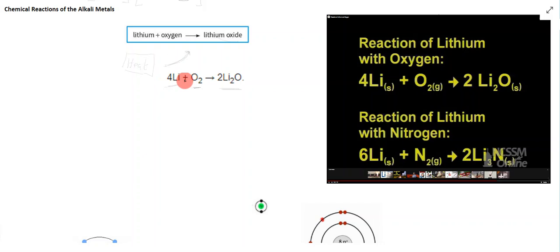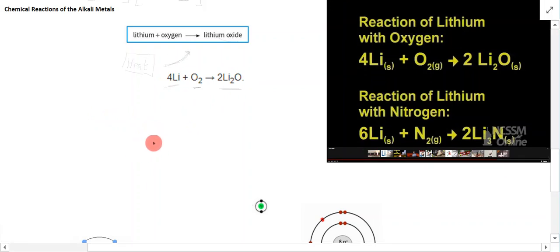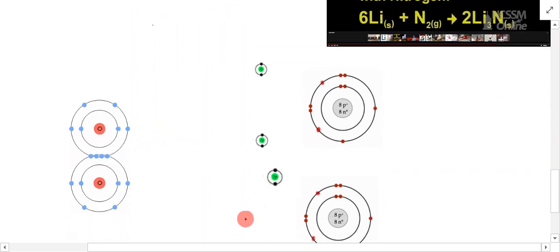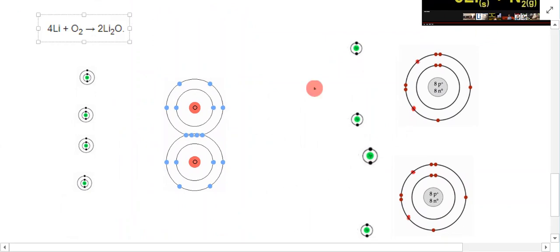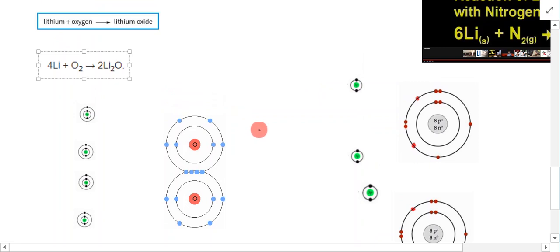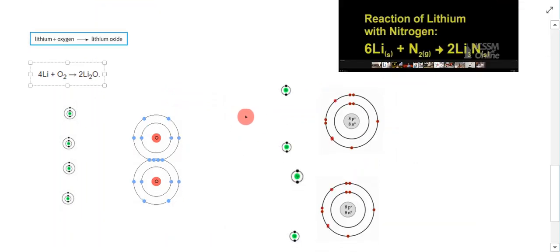So this is what we start off with, and this is what we end up with. Let's have a look at what happens in this chemical reaction in relation to the movement of the electrons. Let's zoom out a little bit. On this side we have the reactants: 4 lithium atoms and an oxygen molecule. They react like so, and we have heat.